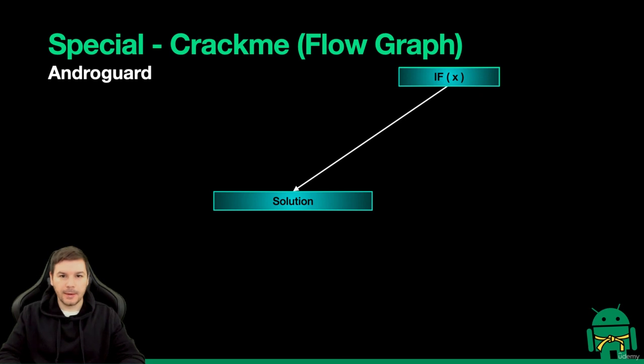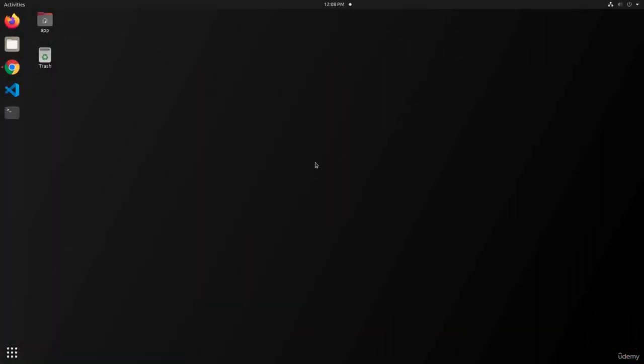Alright, next we are going to have a look at this challenge. We are going to download and install it, and then we take it apart. But only until we get to the point where we have created this flow graph, because I do not want to spoil any further. Okay, here we are now at our Ubuntu VM.